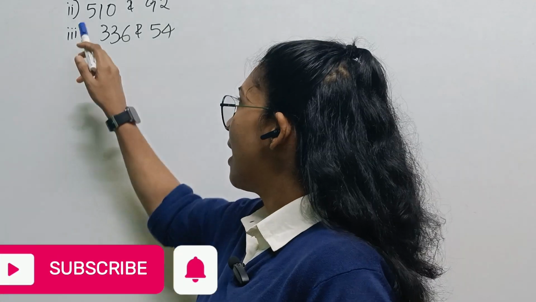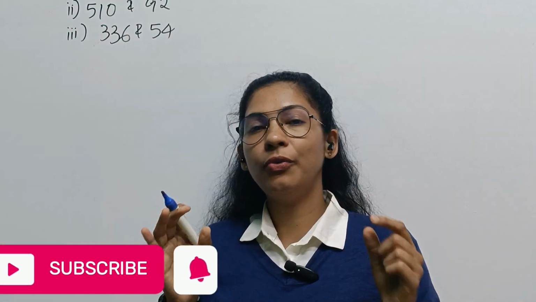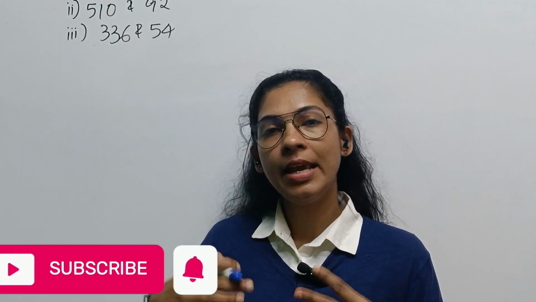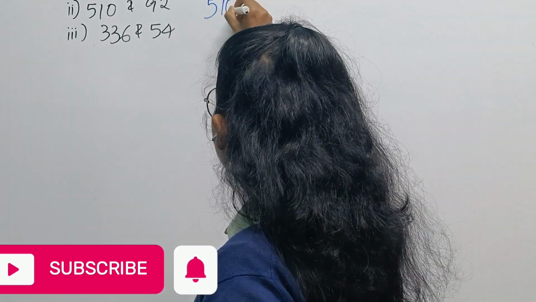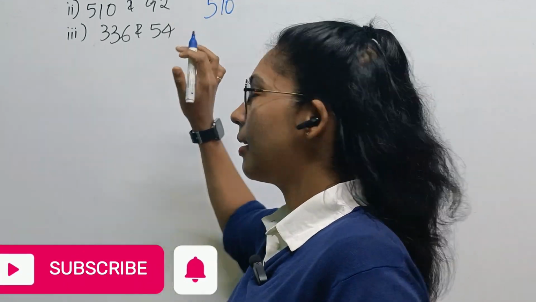Now the second part of the question is 510 and 92. First, we have to find the factors of these two numbers. Then we have to verify the equation LCM into HCF is equal to the product of two numbers. So 510, we have to factorize this number first.